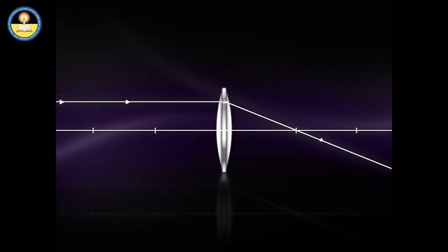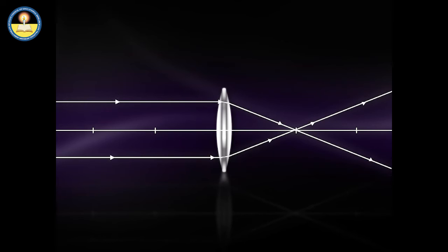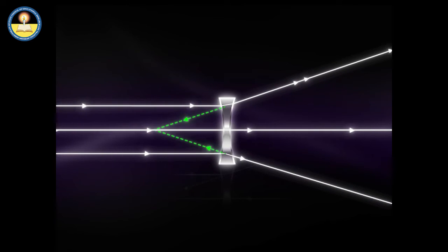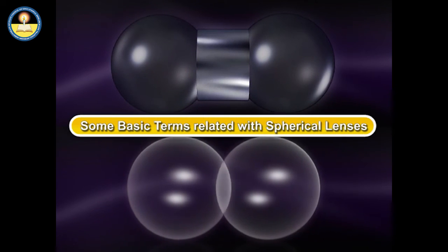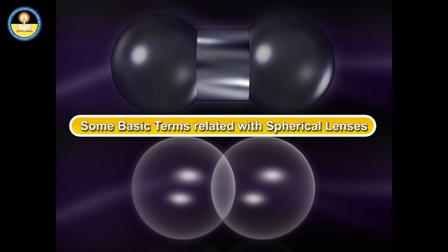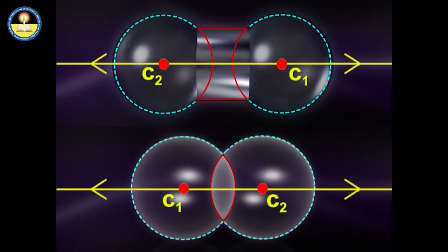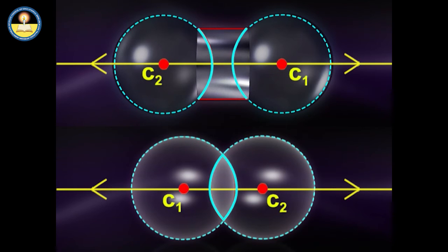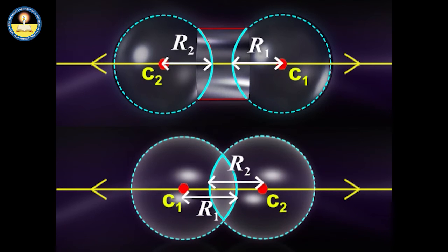It can be seen that a convex lens bends the light ray towards its middle and a concave lens bends the light ray towards its edges. Let us have a look at some basic terms related with spherical lenses. A lens is bounded by two spherical surfaces and the corresponding centers are called centers of curvature. Those are denoted by C1 and C2 respectively. The radii of the two spheres out of which the two surfaces of the lens are formed are called radii of curvatures of the lens and denoted by R1 and R2 respectively.